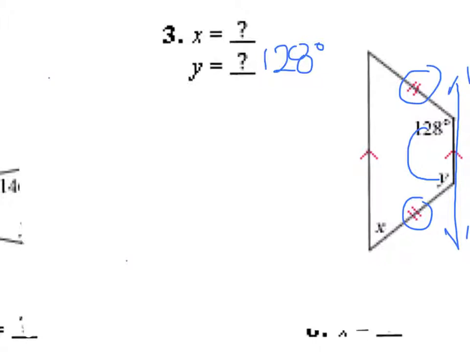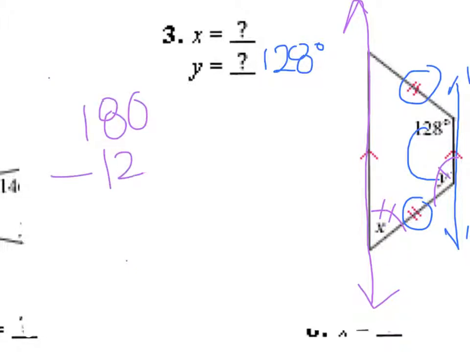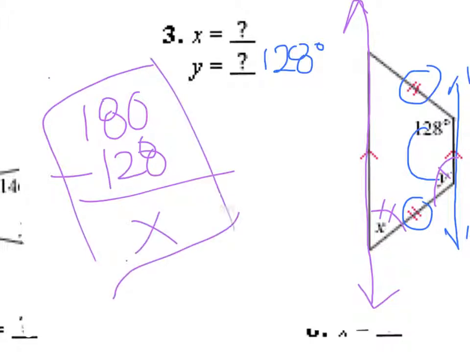The second conjecture that we will look at is the angles between the bases. So if I look at y and x, the conjecture says that these two must add to 180. So to find x, take 180 minus the 128. That will give you the degrees for x.